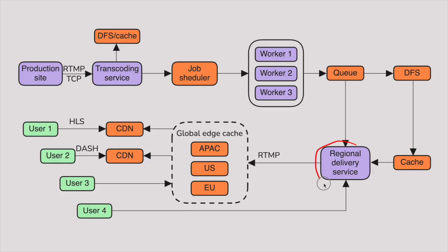Now we have a regional delivery service, a service that listens to the job completion queue. A regional delivery service is a system or a set of microservices that must be responsible for two things. First, for pushing the video into the global edge servers.